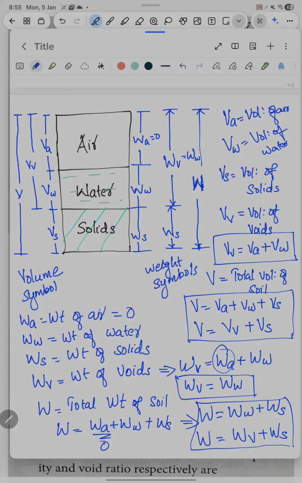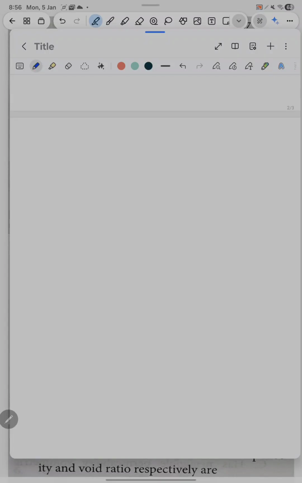So, hope you all got this. Next we are going to discuss some important terminology. First is void ratio.